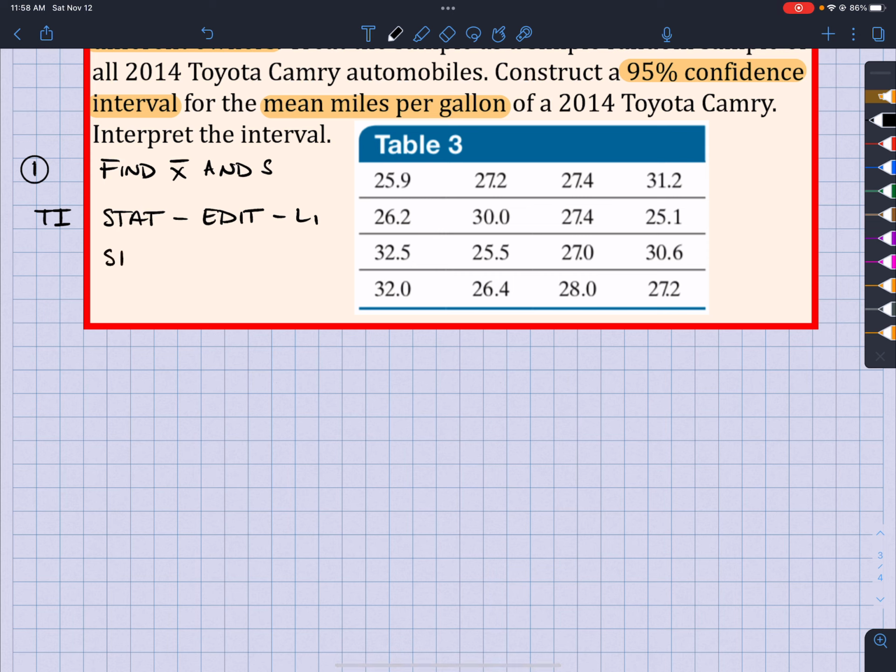Then you're going to go into stat, under calc. You're going to do the one var stat.